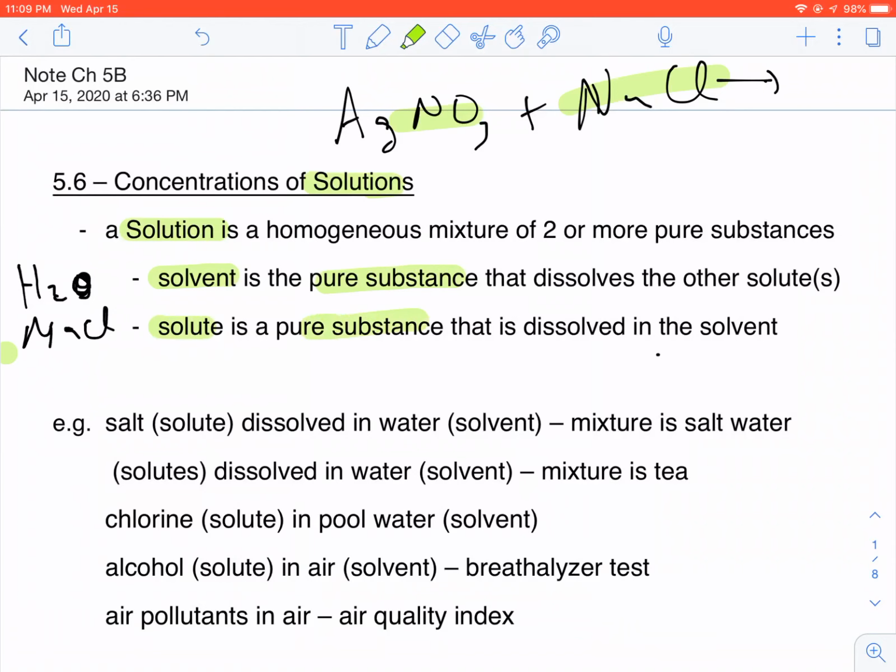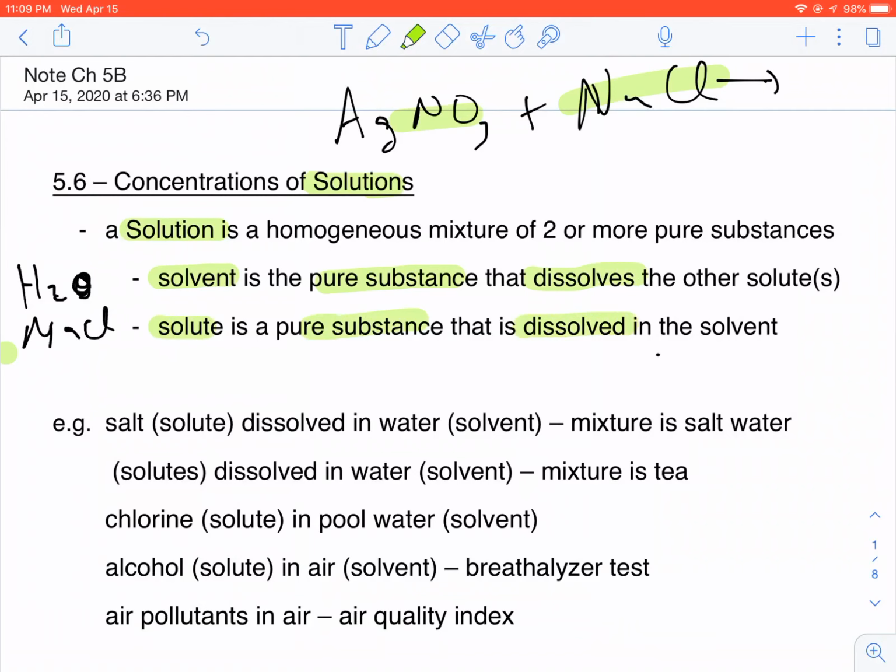The solvent is the one that's going to be doing the dissolving, like the water. It's the one that's going to dissolve the other one. And the thing that dissolves is called the solute. So I could take sugar and dissolve it in water. Water is the solvent, sugar is the solute.